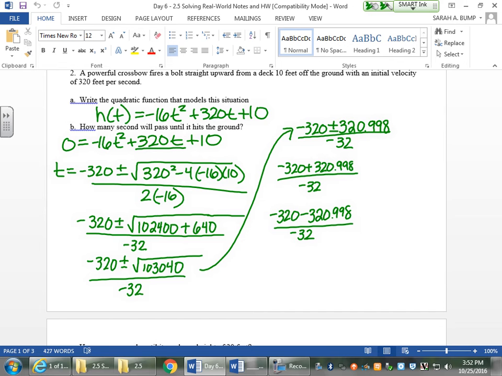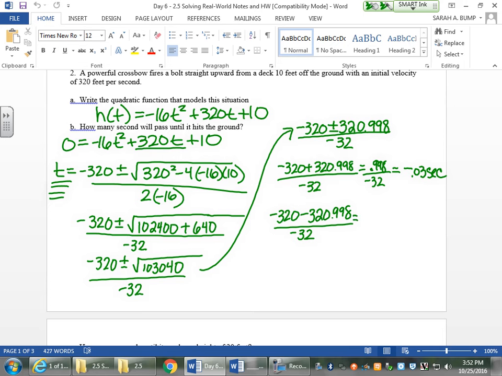This is where a lot of students get stuck. So if I do the first one, negative 320 plus 320 is going to be 0.998 over negative 32, which is going to be negative 0.03. And remember, we're solving for t that we identified earlier. So that's a second. Label that answer. Even if it doesn't make sense, still label it.